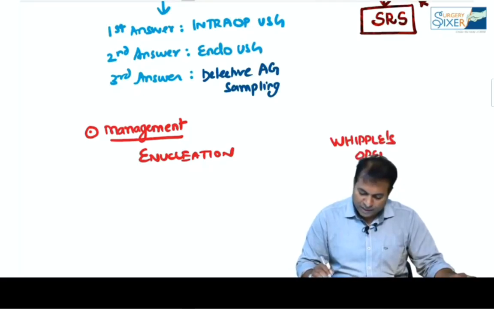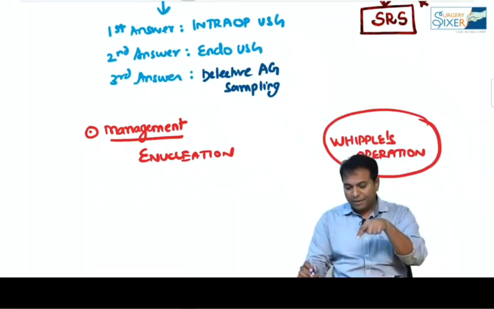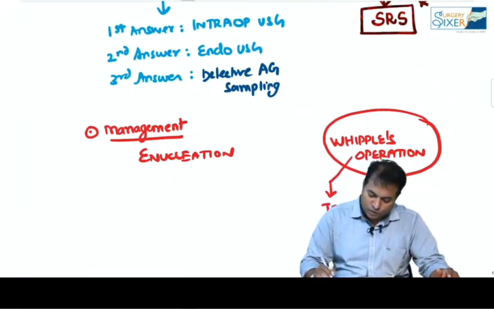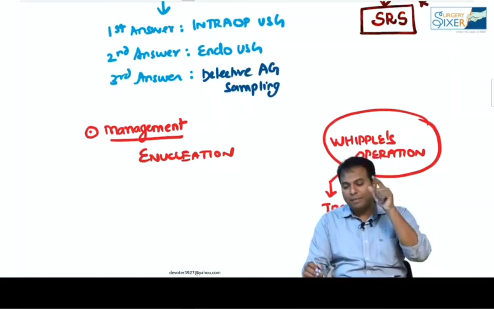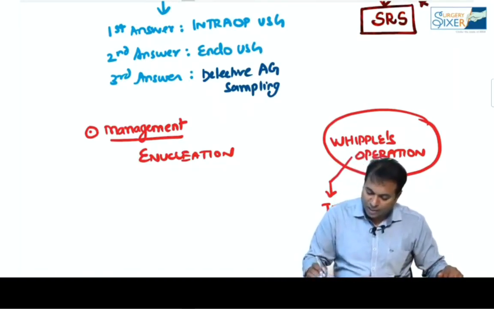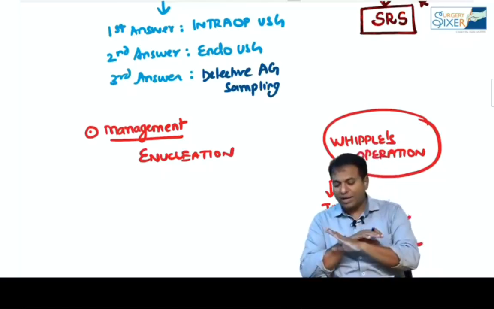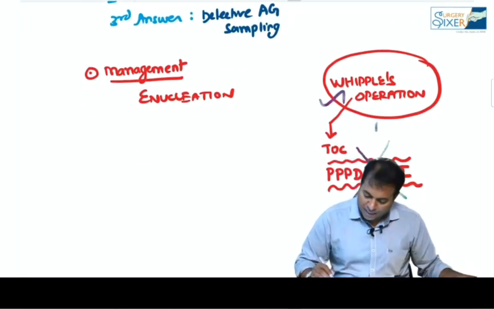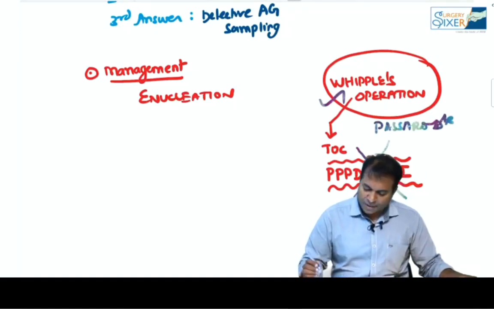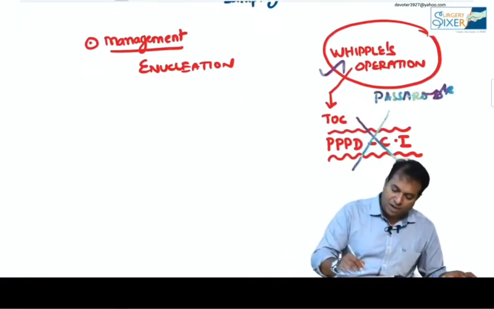So please remember, can we do pylorus preserving pancreaticoduodenectomy for this patient? Whipple's operation is the treatment of choice. Pylorus preserving pancreaticoduodenectomy is contraindicated in carcinomas because the tumor can recur in the residual duodenum. We have to do only Whipple's operation because it is present in Passaro triangle. The treatment of choice for carcinoma is pylorus removing Whipple's operation. We should not do pylorus preserving Whipple's operation.